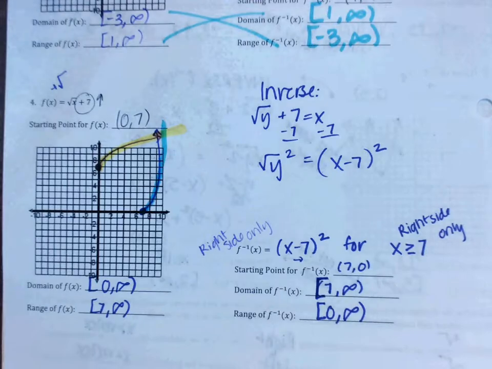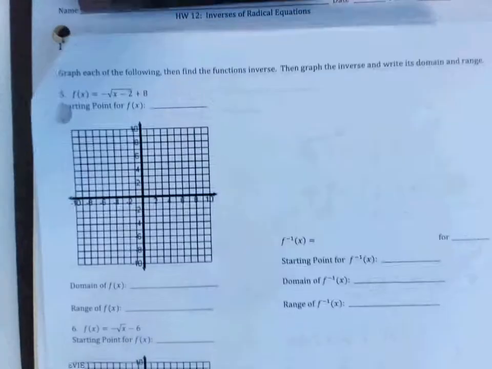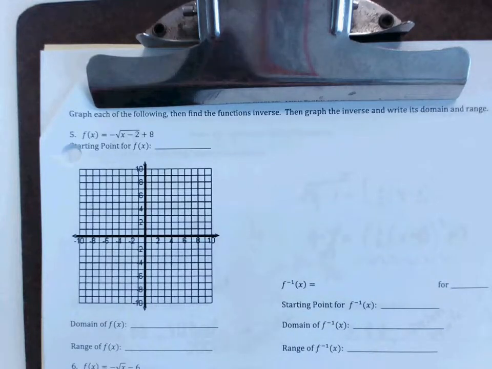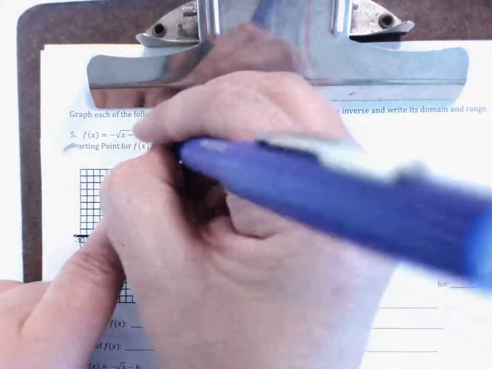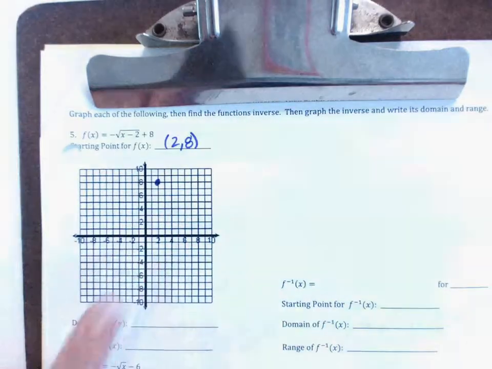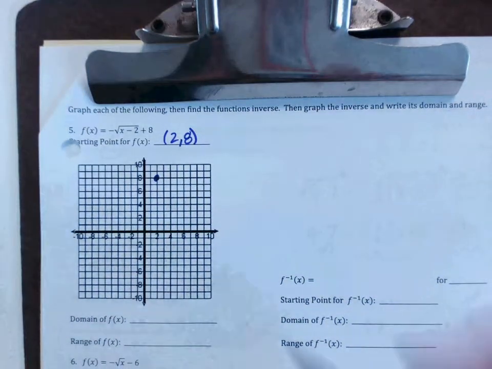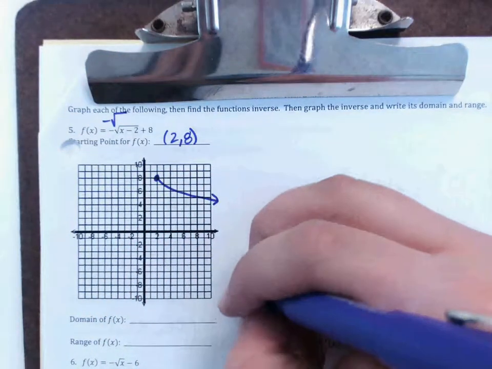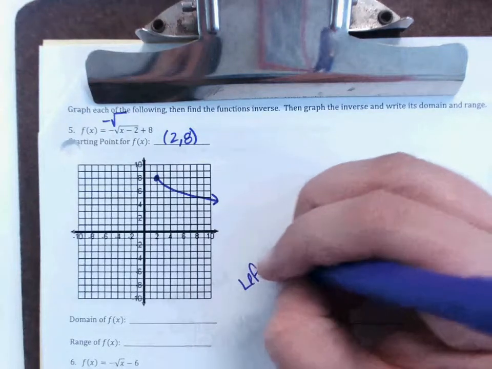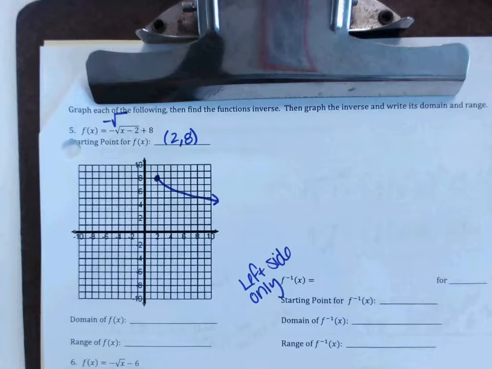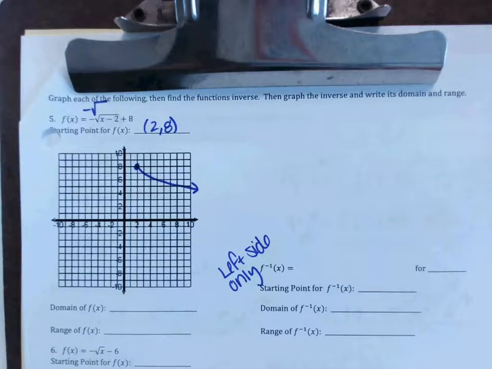Okay. Take a look at the next one. What's my starting point? 2, 8. Okay, positive 2, 8 is here. And then when I look at my graph, I notice that this is a negative root. That means I'm going to have to curve down, and I'm going to want a left side only. So when it's negative, it goes down.